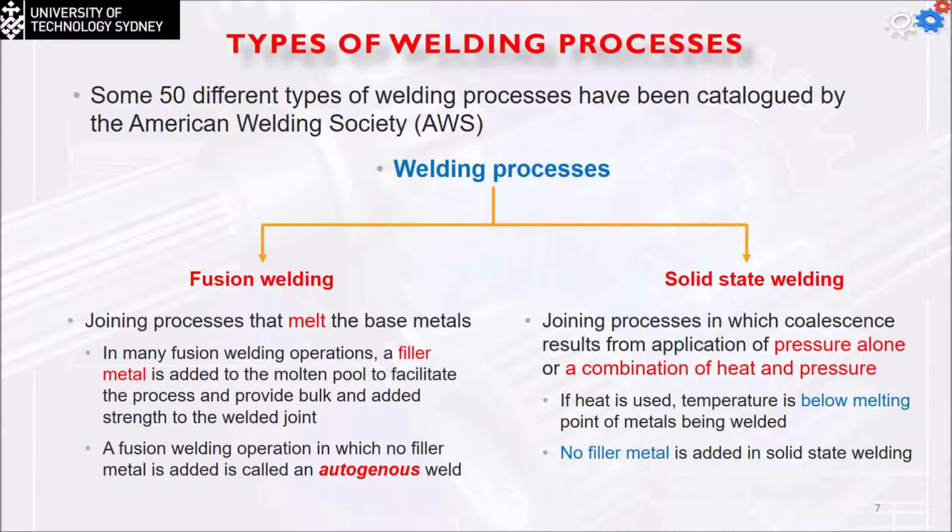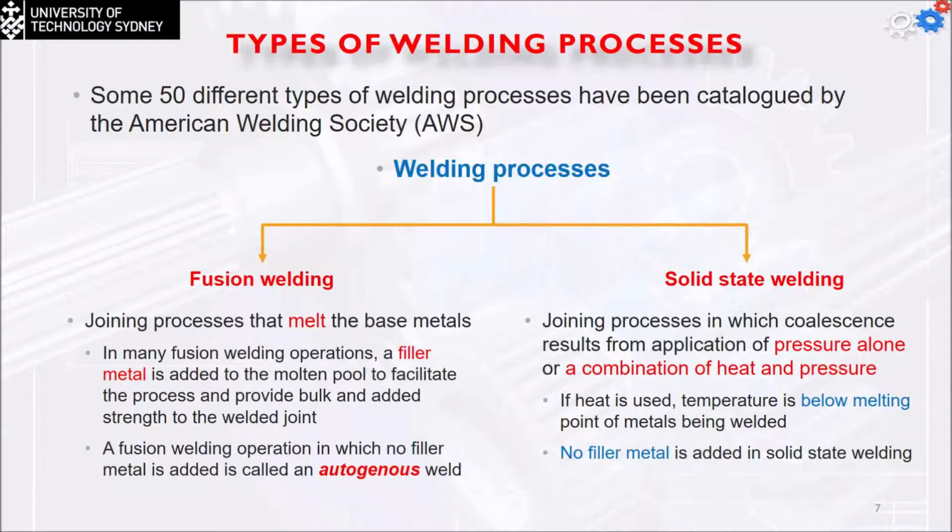So fusion welding is a process in which you're going to melt the base metal. Again, to put two steel plates together, you're going to join them together. If the parts are going to be melted and solidified, this is called fusion welding. Usually, filler metal is added to facilitate the process and provide the bulk material. A fusion welding operation with no filler is called autogenous welding, where only the base metal is melted and solidified.